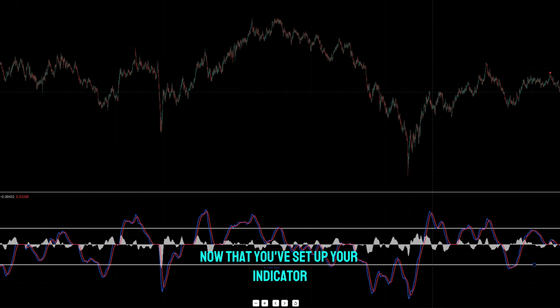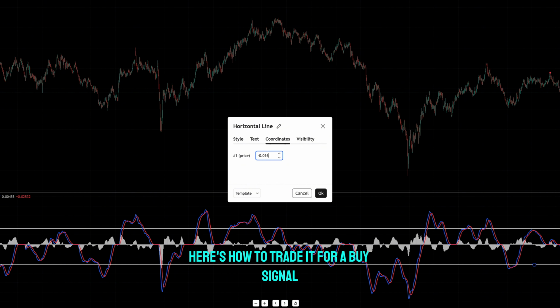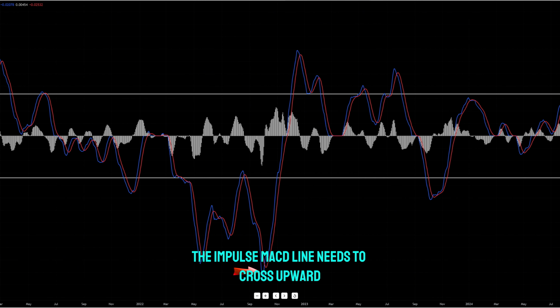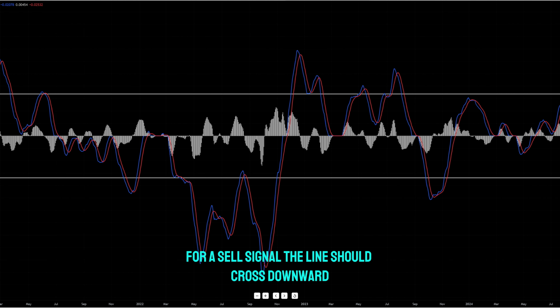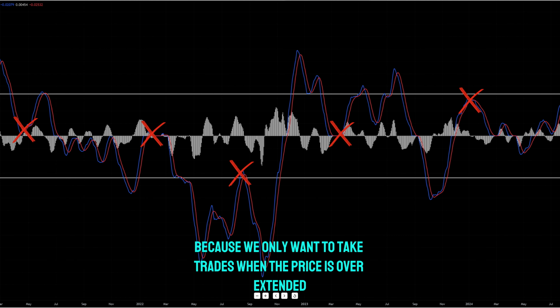Now that you've set up your indicator, here's how to trade it. For a buy signal, the Impulse MACD line needs to cross upward, but only if it happens below the oversold line. For a sell signal, the line should cross downward, but it needs to occur above the overbought line. We ignore crossovers that happen between the lines because we only want to take trades when the price is overextended.